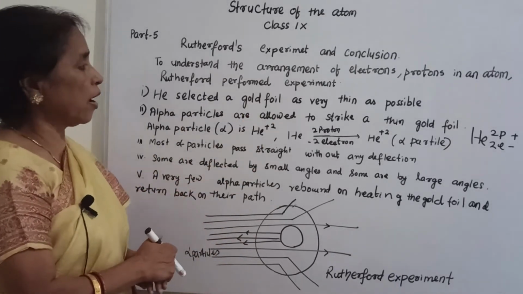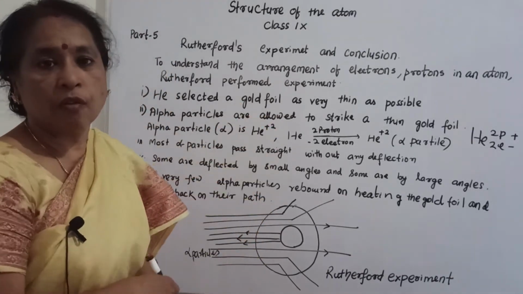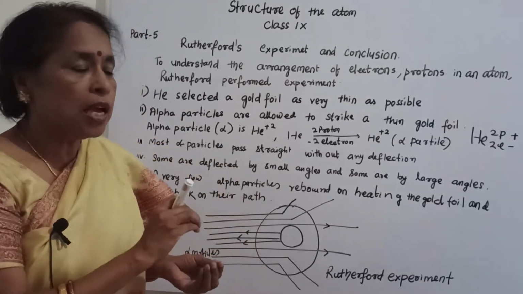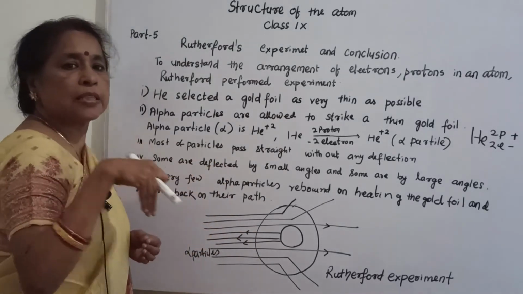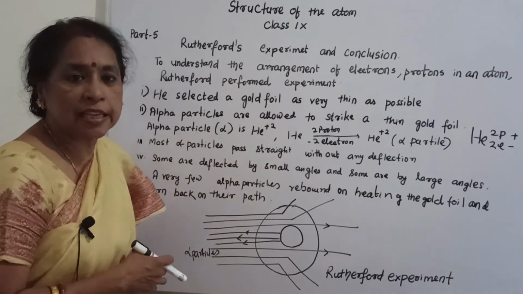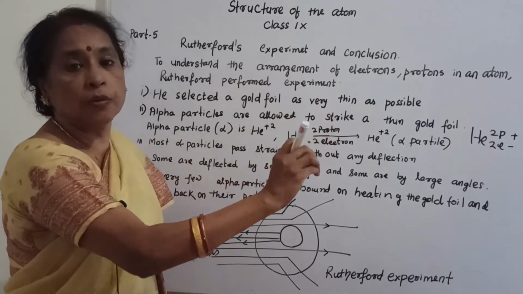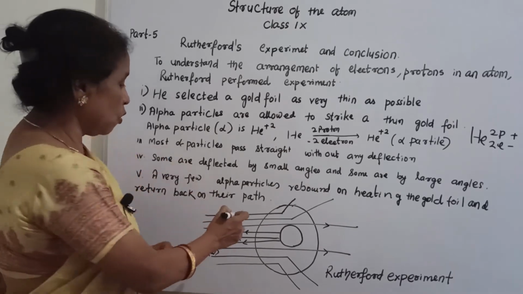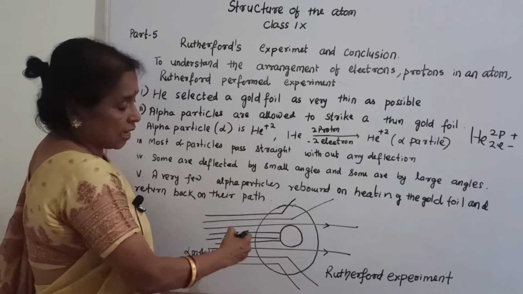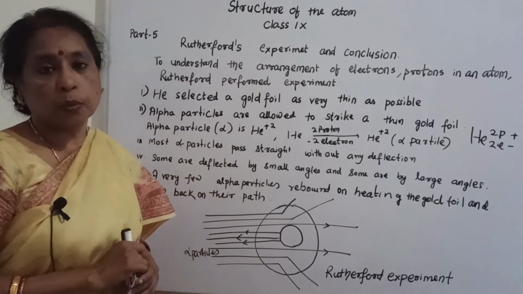He selected a very thin gold foil and bombarded alpha particles onto it. What is an alpha particle? He2+, that means 2 electrons are removed from helium. Most alpha particles pass in a straight line, some are deflected by a small angle and some by a large angle, and a very few particles rebound from the gold foil and return on the same original path. This is the diagram of Rutherford's experiment, what he did. Next we will see the conclusions of Rutherford's experiment.